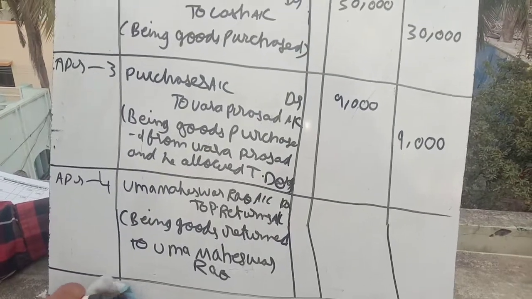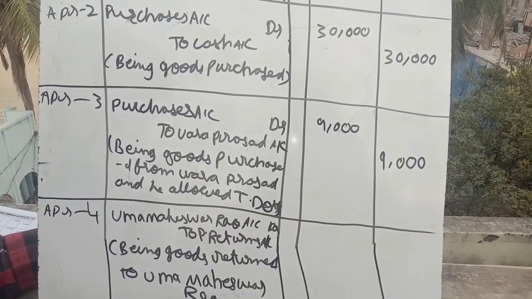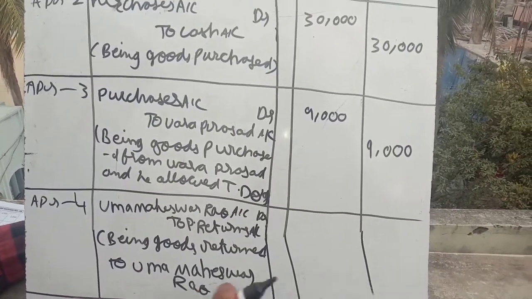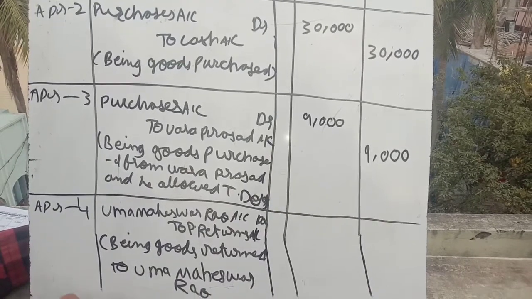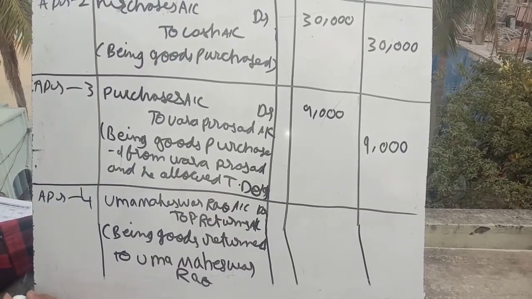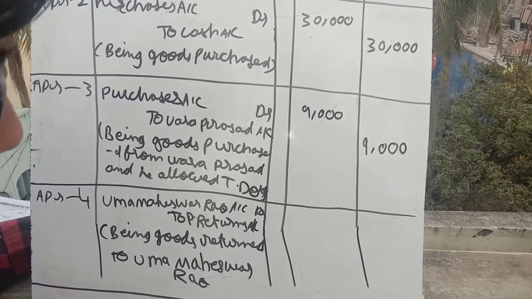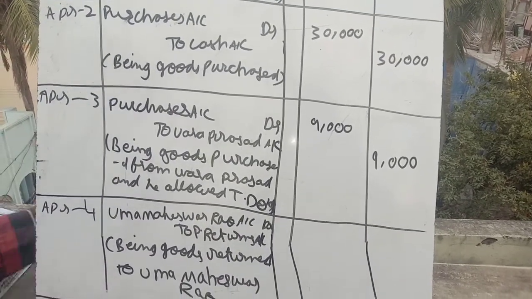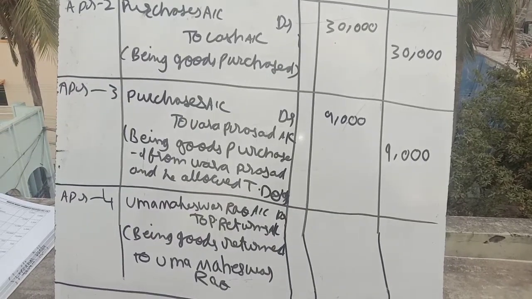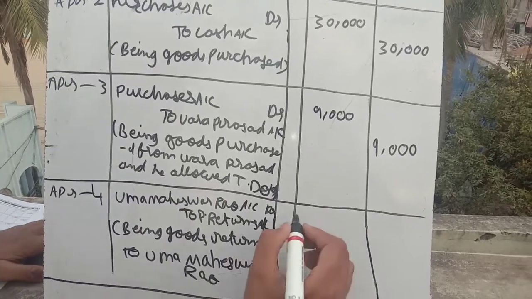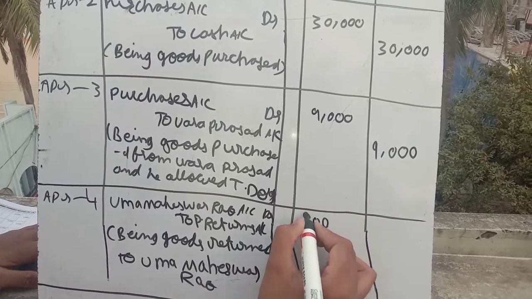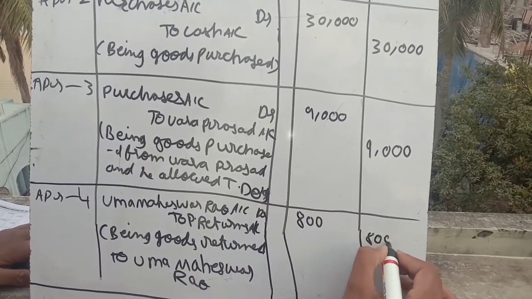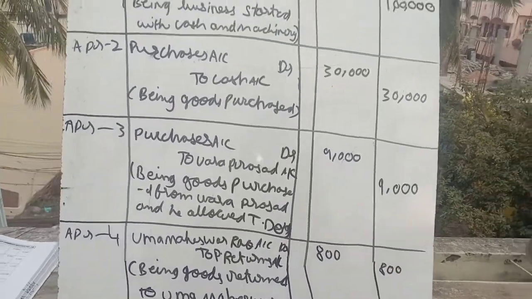So friends, this is the problem. So here we have created Uma Maheshwar Rao account. We have created purchase returns account because we have returned the goods to Uma Maheshwar Rao, and here Uma Maheshwar Rao is receiving the benefit in the form of goods. So the amount is 800 rupees. So friends, once again give an overlook to the problem.